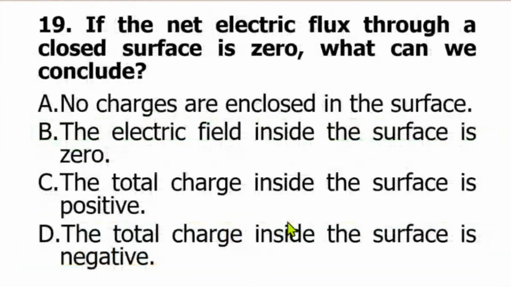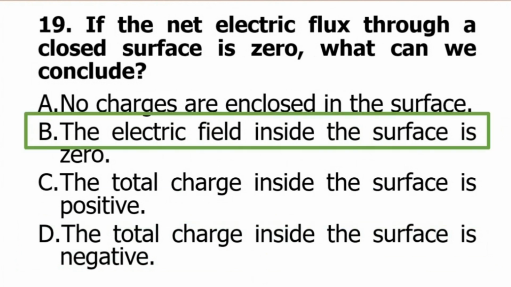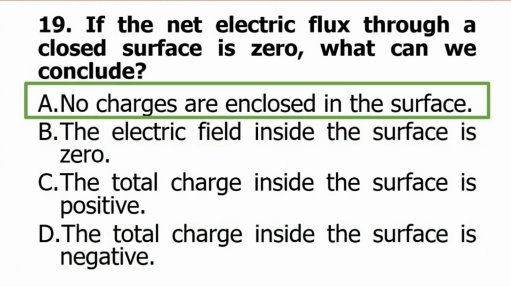Next, number 19. If the net electric flux through a closed surface is zero, what can we conclude? Again, what is electric flux? I have discussed this previously already. Electric flux is the number of electric field lines that pass through a surface. If in a closed surface, what can we conclude about the total electric flux, or the net? Net means total. Is it A, B, C, or D? The correct answer is letter A. No charges are enclosed in the surface.